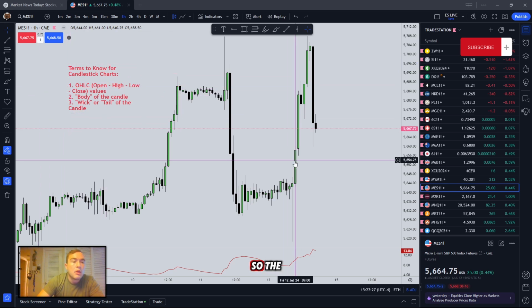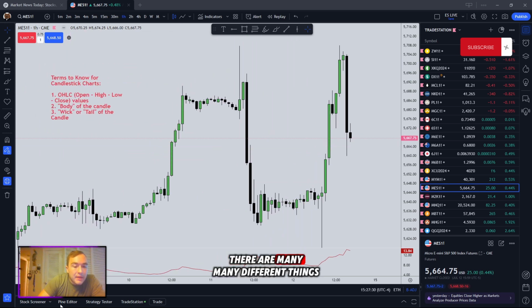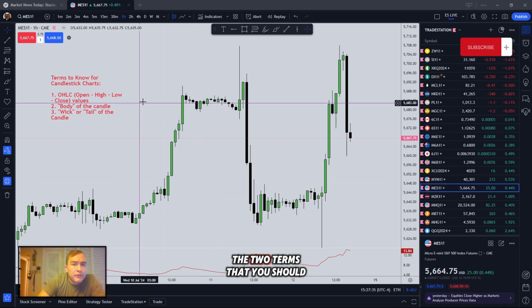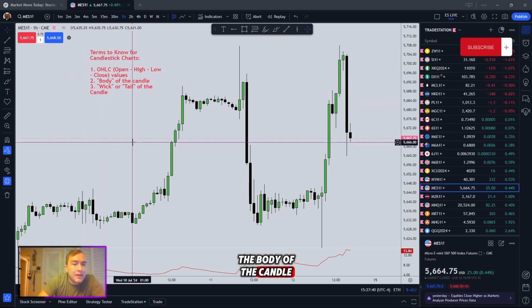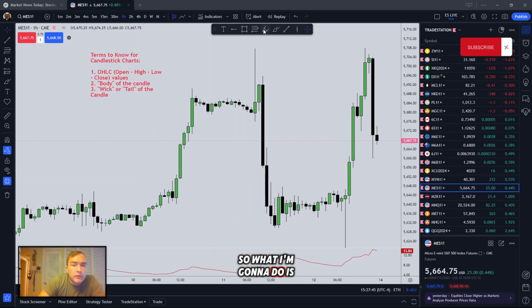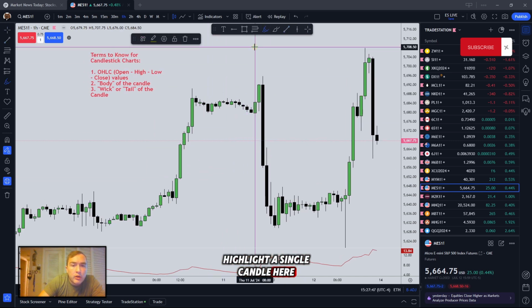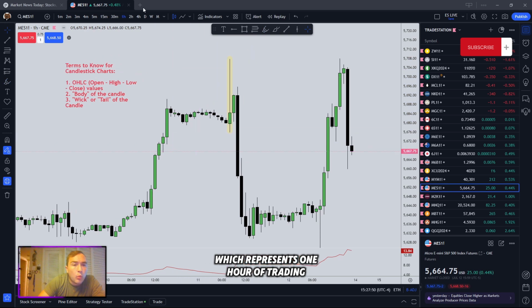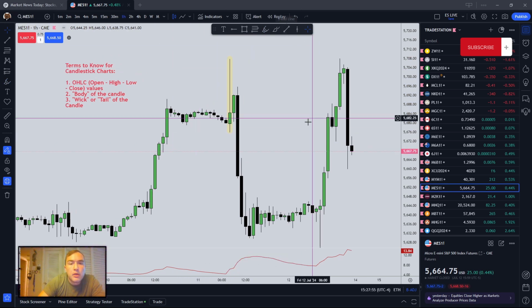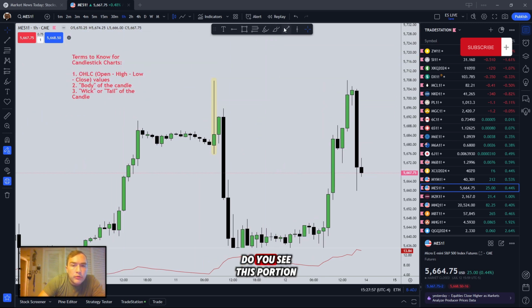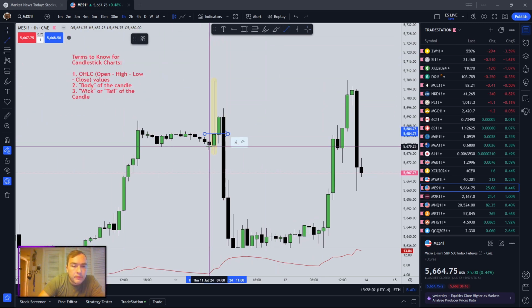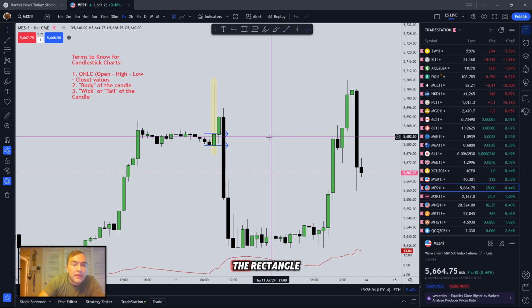Okay, guys, so there are many different things that you can do with a candlestick chart, but the two terms that you should know right from the beginning are what does it mean to be the body of the candle and what does it mean to be the wick or the tail of the candle. So what I'm going to do is highlight a single candle here, which represents 1 hour of trading on the micro S&P 500 futures. Okay. Do you see this portion of the candle that is represented just there by the rectangle?